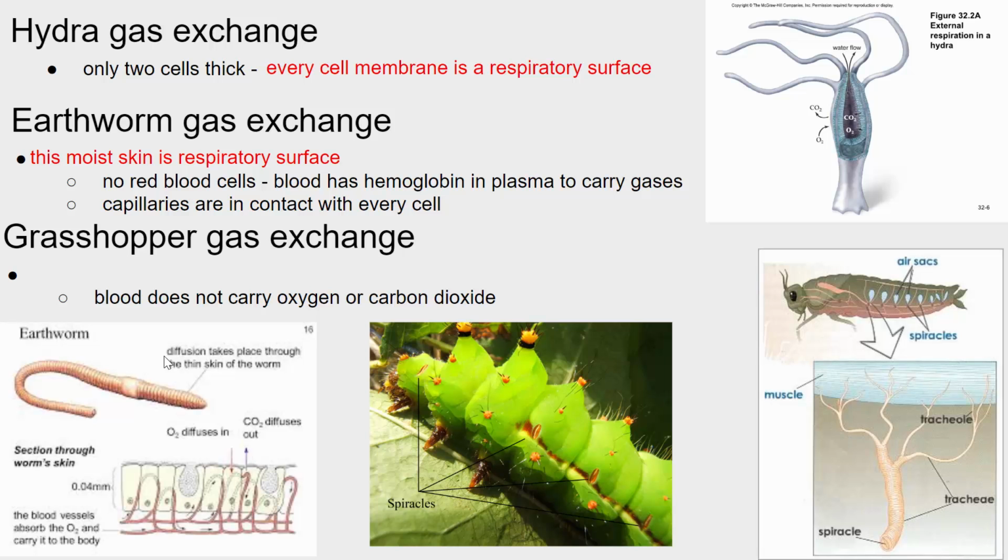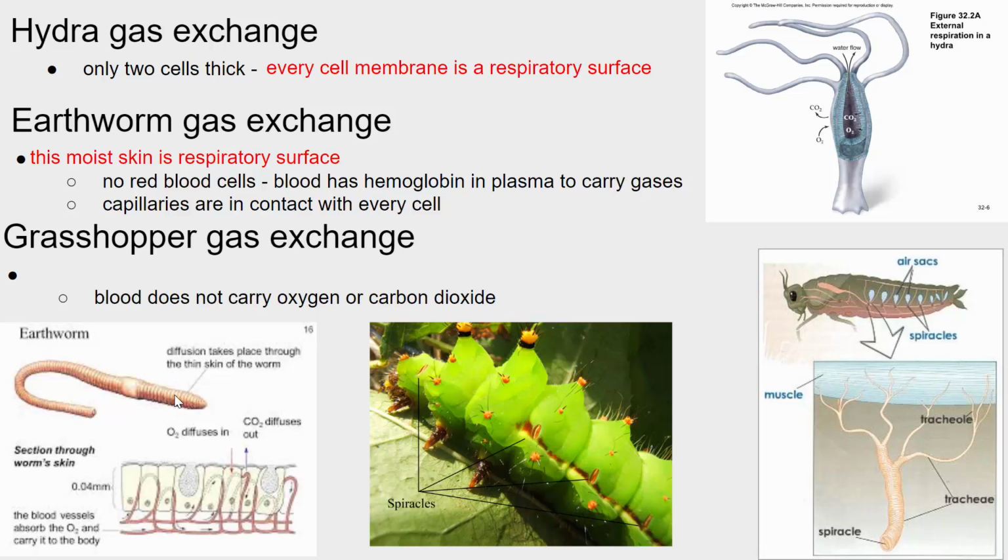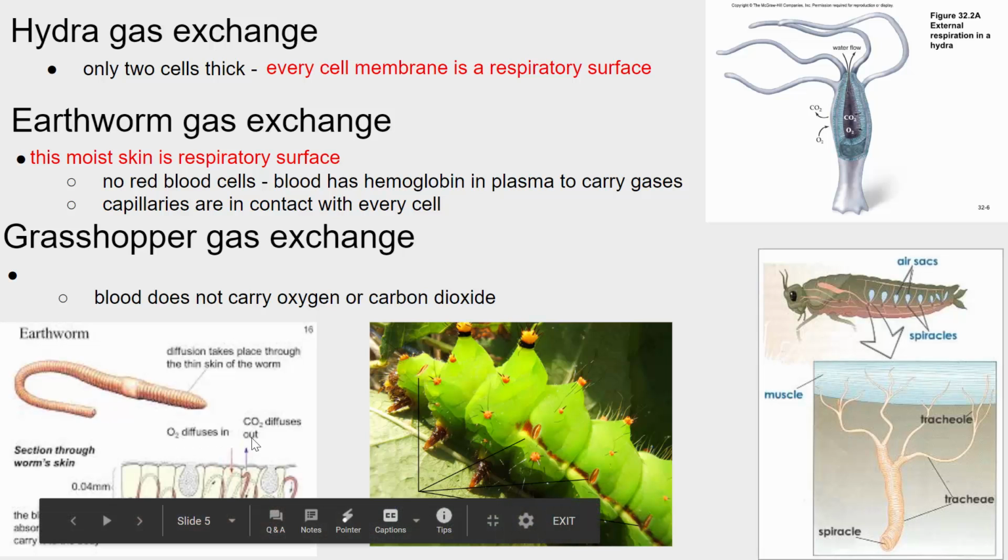That's different than other organisms you might be familiar with. For example, in humans, we have hemoglobin, but it's in our red blood cells, and that's where oxygen is carried. Earthworms don't have those blood cells, but they do have the hemoglobin. And the capillaries of the circulatory system in the earthworm are basically in contact with all of the cells. You see that in this diagram below, where you see diffusion in through the skin of the earthworm, and then all of these cells which are in contact with the circulatory system for the exchange of gases.